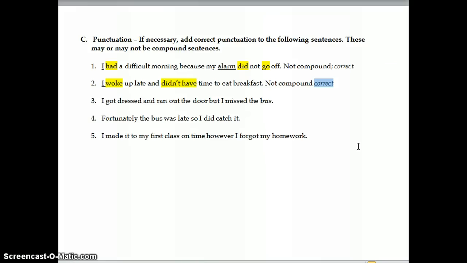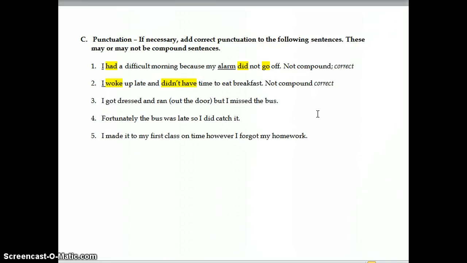So let's look at one more of these. I got dressed and ran out the door, but I missed the bus. First step, I'm just going to see if I have any prepositional phrases so that I can ignore those. In this case, we have the preposition out. If I ask, out what? Out the door, I can identify the end of the prepositional phrase.